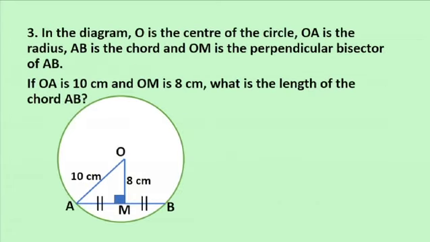Example 3. In the diagram, O is the center of the circle. OA is the radius, AB is the chord, and OM is the perpendicular bisector of AB. If OA is equal to 10 centimeters and OM is 8 centimeters, what is the length of the chord AB?